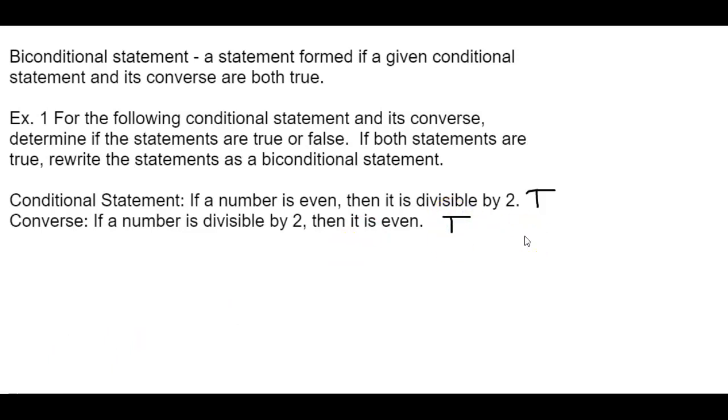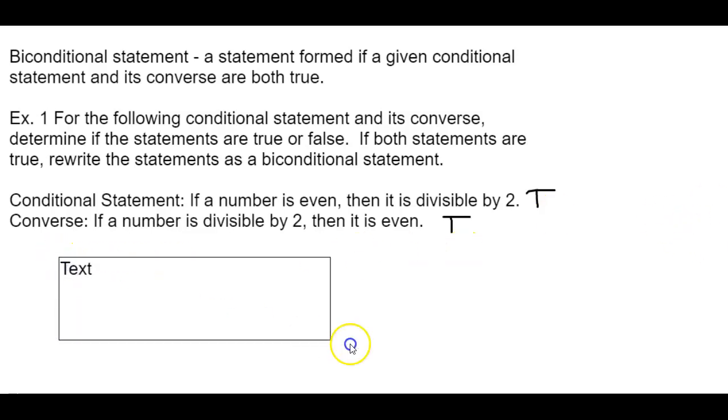If either one had been false, if the conditional statement itself was false, or the converse was false, or both of them were false, if you ever get a false statement, then you just can't write a biconditional statement. A biconditional statement only exists if both statements are true.